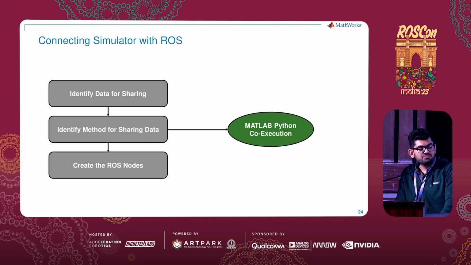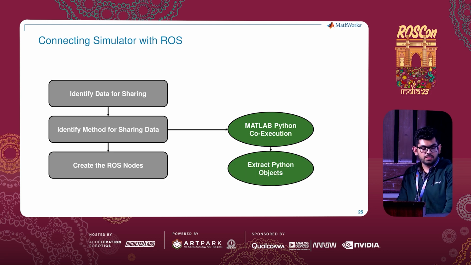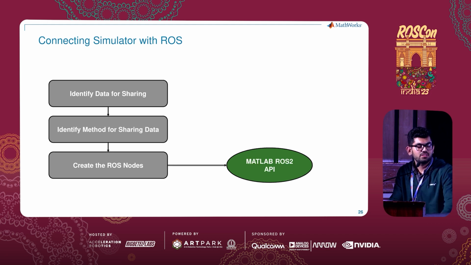Next, for the method for sharing the data, for this particular example, we are going to use MATLAB Python co-execution. I will get to it when we get into the details. Using MATLAB Python co-execution, we extract the Python objects that are there in the simulation and send them to the ROS engine. And the last step is to create the ROS nodes. Since we are using MATLAB Python co-execution, we are using the MATLAB ROS2 API to create the ROS nodes as well. So this is very specific to this example. I'll also go over what other techniques you can use if you're not using the same technology that we have over here.